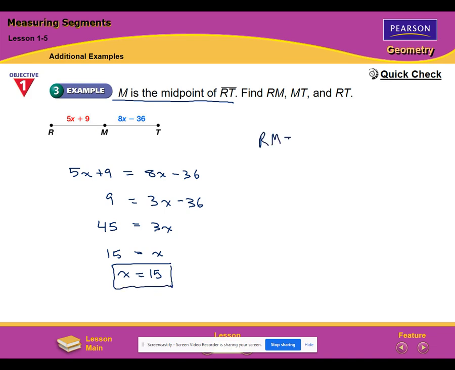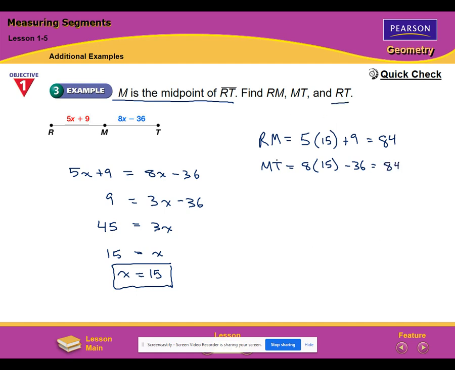RM is equal to 5x plus 9. 5 times 15 plus 9. That would be 84. MT is equal to 8x, 8 times 15, minus 36. Well, 8 times 15 is 120, minus 36 is 84. If you need to use your calculator, there's no shame in that. Okay. Hey, they did ask us for one more thing.